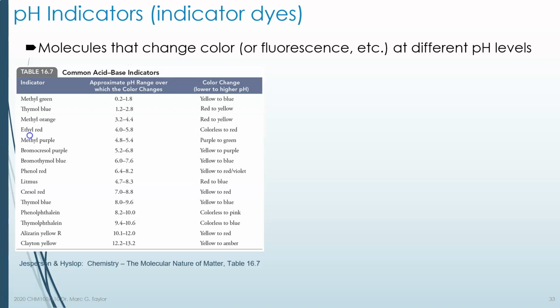Let's look at methyl purple, and I'll circle that for a second, right here, methyl purple. What this is telling us is that below pH 4.8 it's purple, and above pH 5.4 it's green, and between those two pHs it's something between green and purple, whatever color that is.